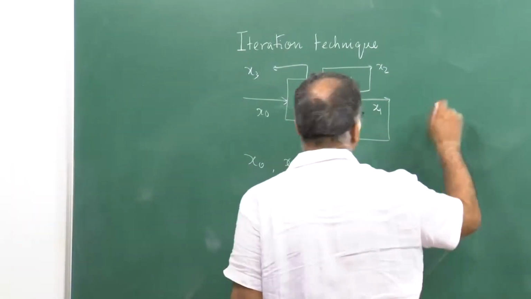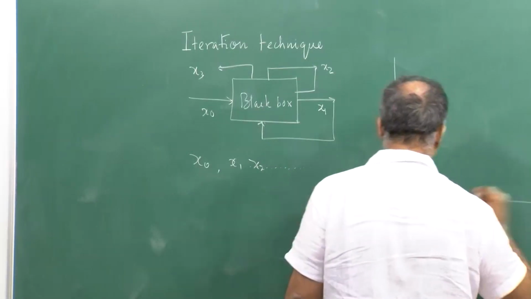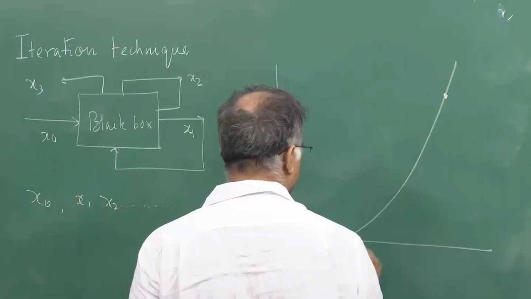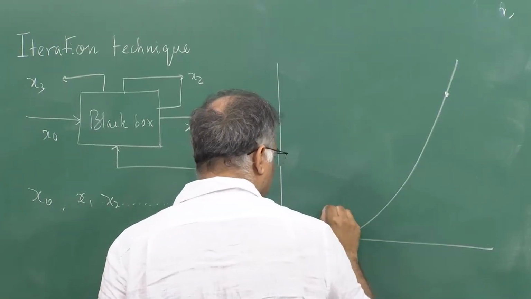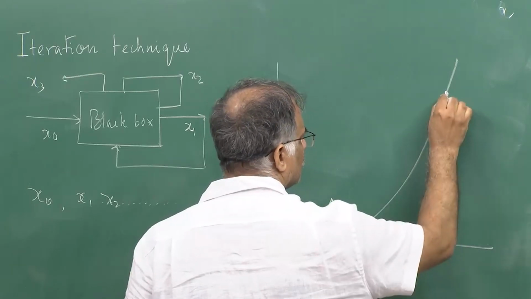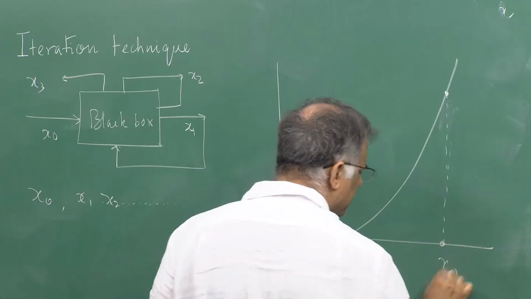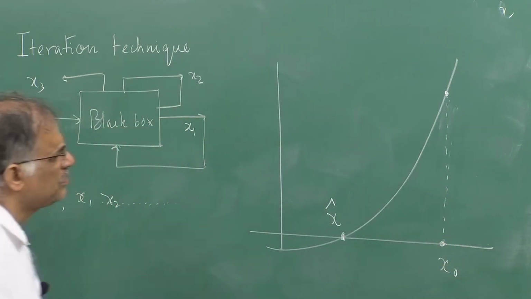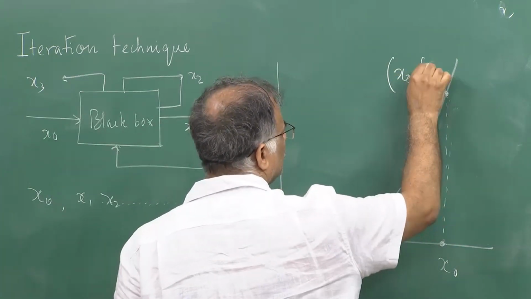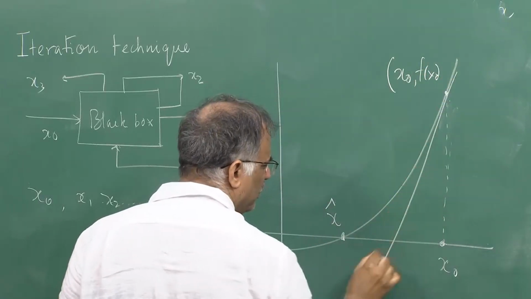How do we do it in Newton's case? So, let us look at this first starting point. Here is my graph and here is my x hat and here is my starting point x0. So, as I told you, I will take the point (x0, f(x0)) and draw the tangent.